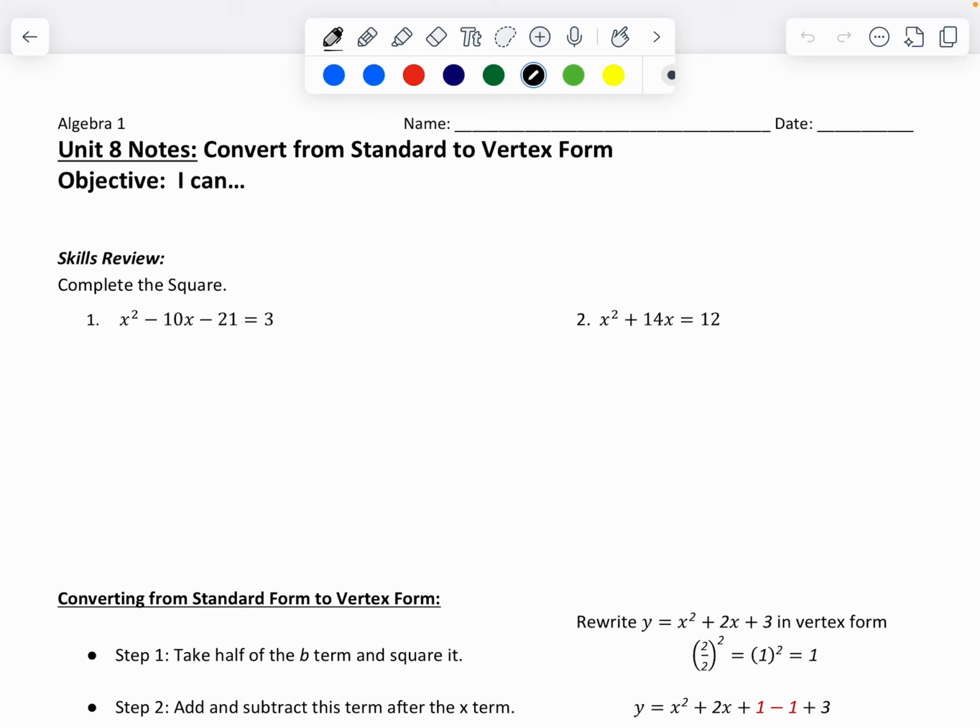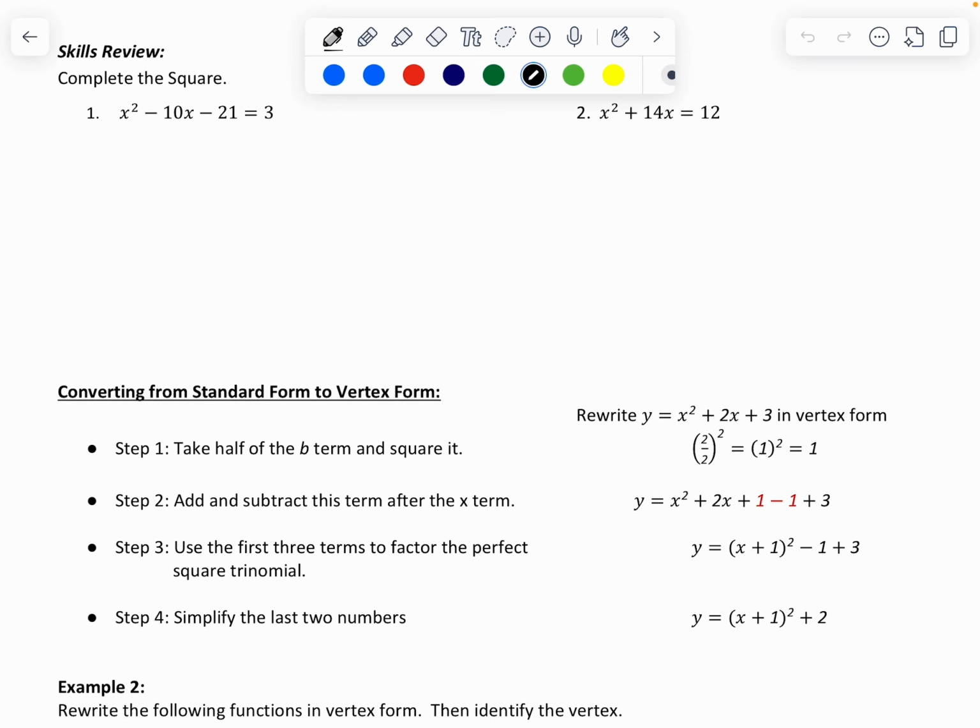We are going to look at converting from standard form to vertex form. You did have a CFA today, so hopefully you did well on that. We are going to work on converting forms from standard form to vertex form.